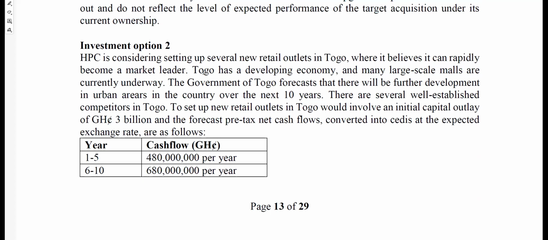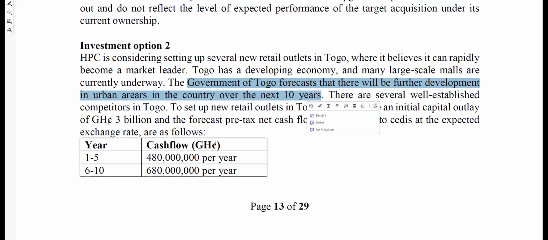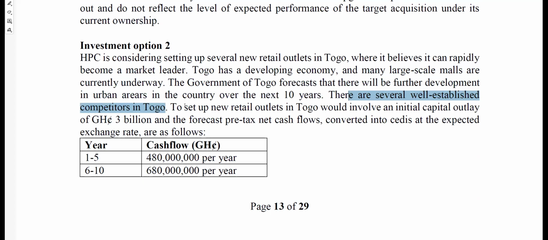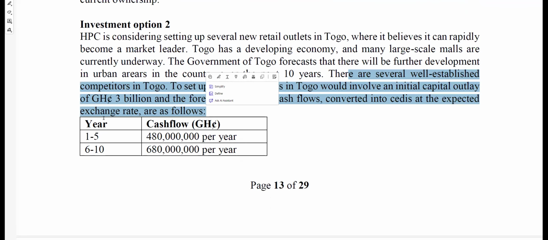Investment 2, considering setting up several retail outlets in Togo, where it believes it can rapidly become a market leader. Togo has a developing economy and many large-scale malls are currently underway. The government of Togo forecasts that there will be further development in urban areas in the country over the next 10 years. There are several well-established competitors in Togo. To set up new retail outlets in Togo would involve an initial capital outlay of 3 billion. And the forecast, you see this one, there was no initial further investment. The forecast pre-tax net cash flows converted into CD are this. They've given us year 1 to year 5, 480.